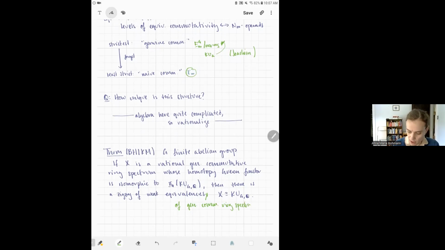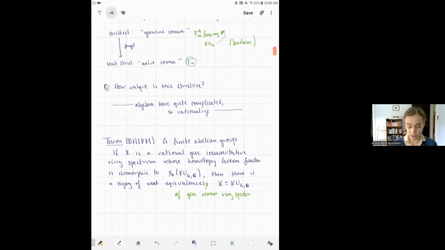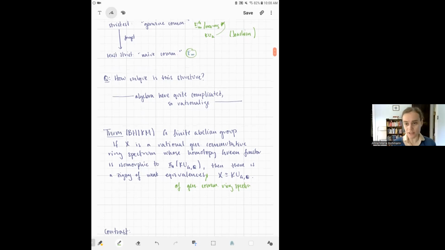Okay, so that's the basic result you can get. And so in this sense, you have uniqueness of this genuine multiplicative structure. Anytime you have any spectrum, all you need to know is that the underlying homotopy groups are the same as what you had for KU. They have to be equivalent in the sense that there's a zigzag of weak equivalences between them. So this is a cool result.